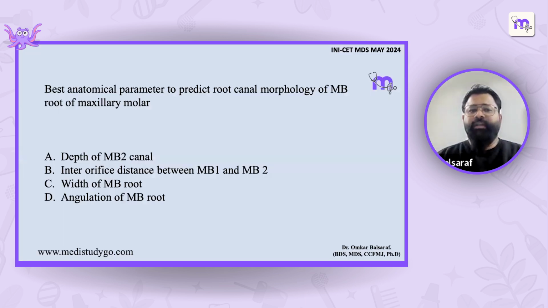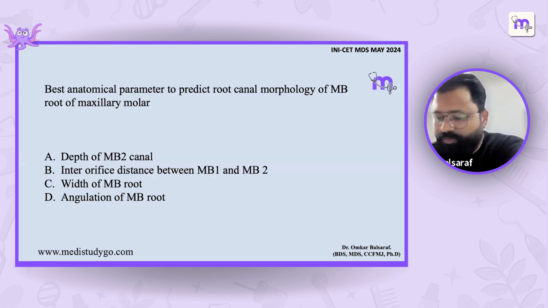Best anatomical parameter to predict root canal morphology of the mesiobuccal root of a maxillary molar. We have the options as depth of the MB2 canal, inter-orifice distance between mesiobuccal 1 and mesiobuccal 2, third being width of the mesiobuccal root, and fourth being angulation of the mesiobuccal root. We just wait for a few answers to come in. Yeah, I'm getting a couple of right answers.